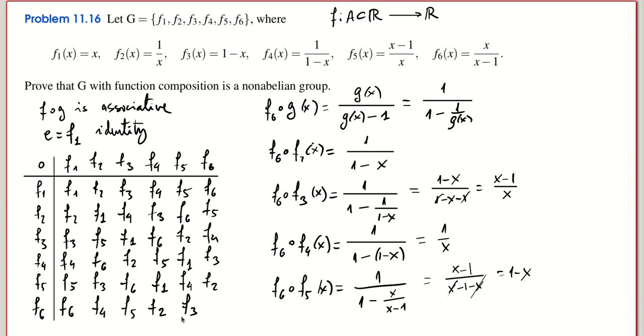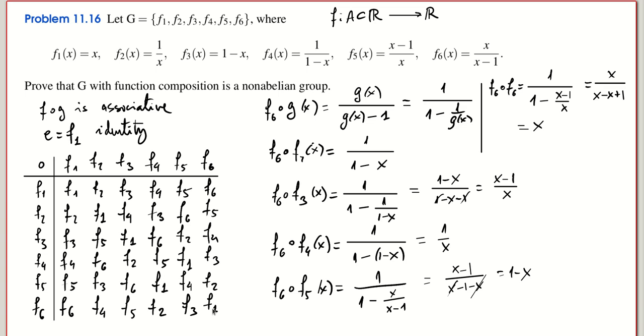And the last one, let me do it here. Last one is f6 with itself, f6. That is 1 over 1 minus the reciprocal of this. Okay, so that's x minus 1 over x. And that is x over x minus x plus 1. And that is, of course, the identity, x. So this is 1, and f6 is also its own inverse.